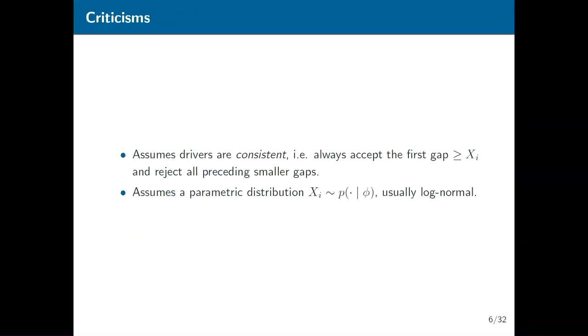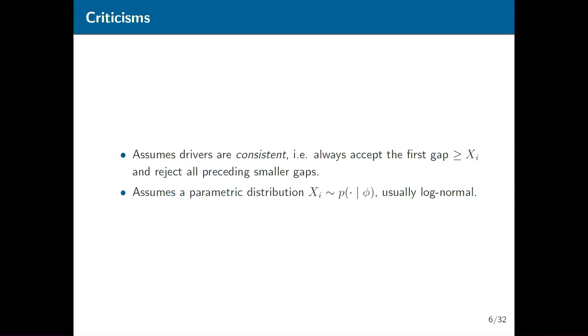There are two major criticisms for the existing estimation methods. The first is that it assumes drivers are consistent. Consistent in the sense that they always accept the first available gap that is greater than the critical gap and reject all preceding smaller gaps. But as you all know, people are weird, and there are cases where a vehicle rejects the gap and then subsequently accepts a smaller gap.